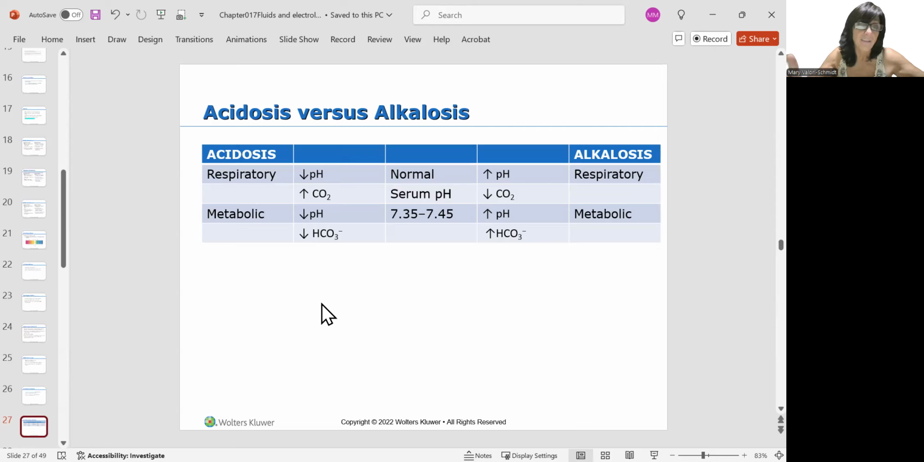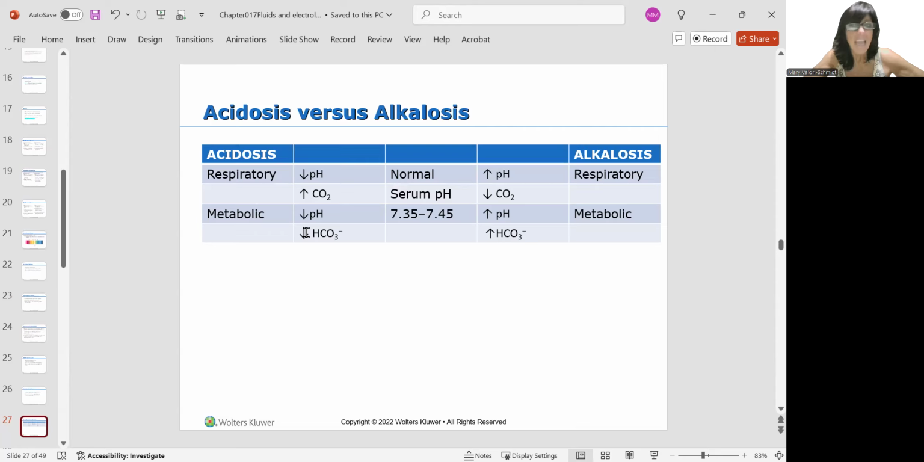And it's not just because I'm Italian, but it means respiratory opposite, metabolic equal. When you look at ABGs, pH is low, CO2 is high, respiratory acidosis. Metabolic, pH is low, bicarb is low, metabolic acidosis. Respiratory opposite, metabolic equal.